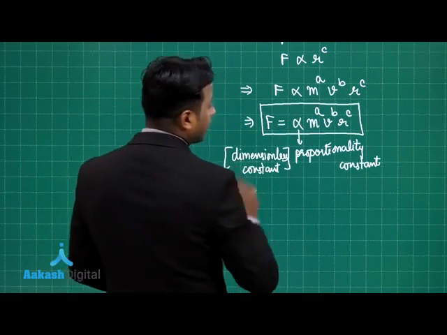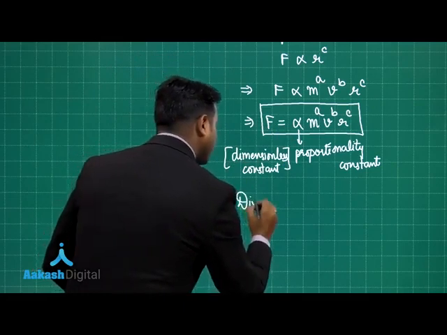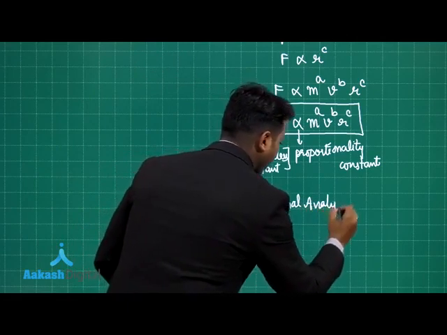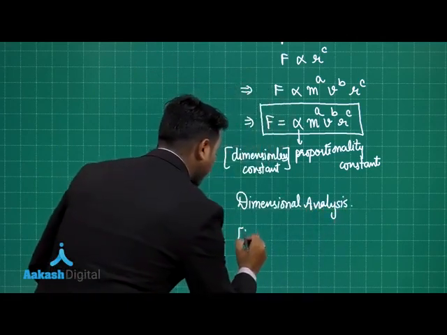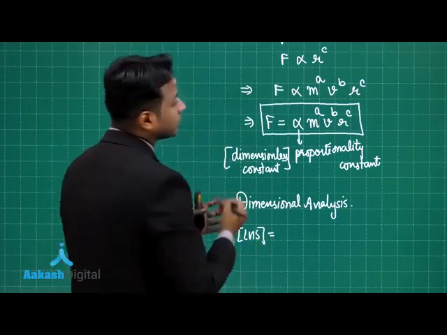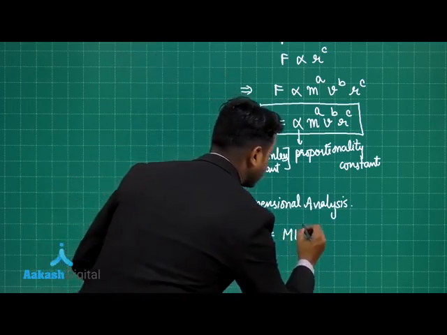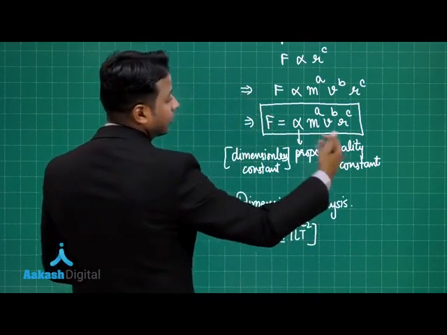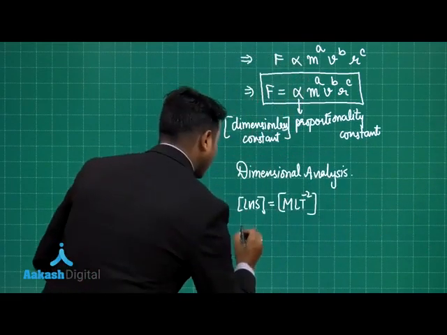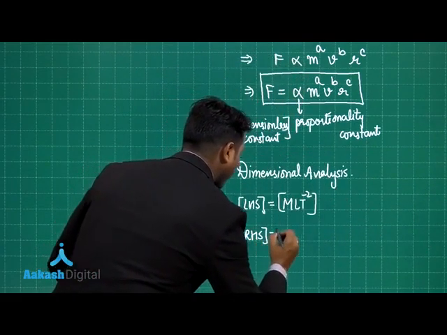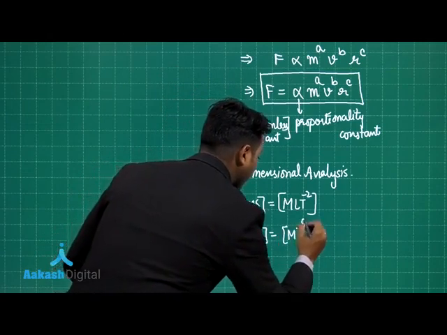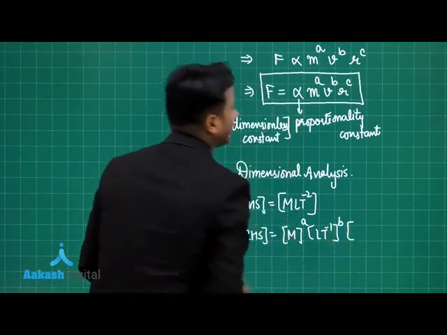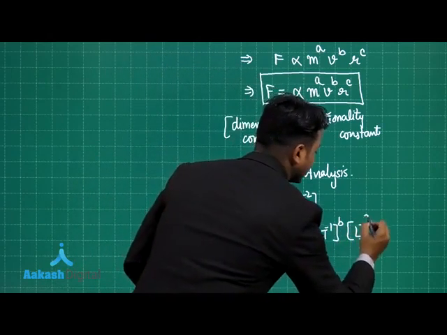Now what is going to happen? I am going to do the dimensional analysis of this equation. On the left hand side, I have the force. So what is the dimension of force? It is simply M L T to the power minus 2. Now if I talk about the dimensions of mass, velocity and radius, I can write down the respective values. On the right hand side, I have dimension of mass to the power a, then dimension of velocity, which is L T to the power minus 1, to the power b, then radius with dimension L to the power c.